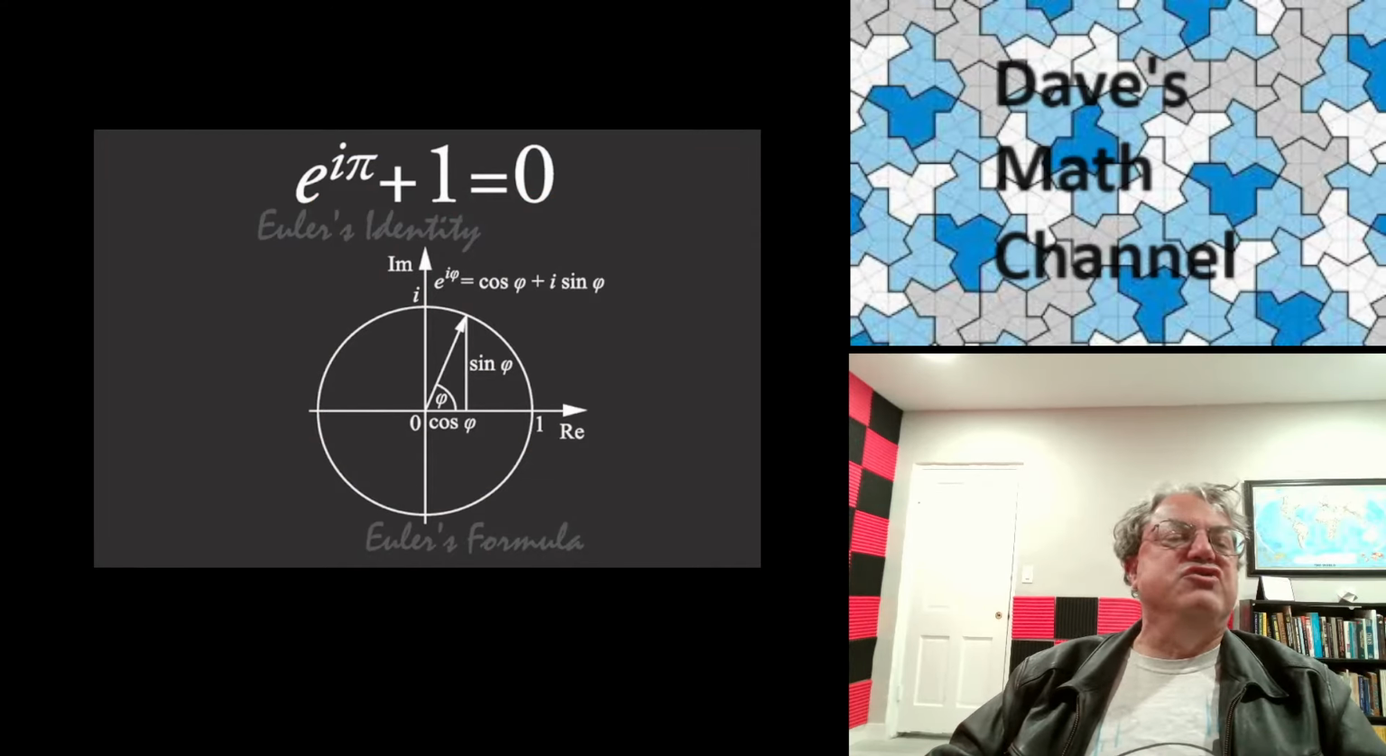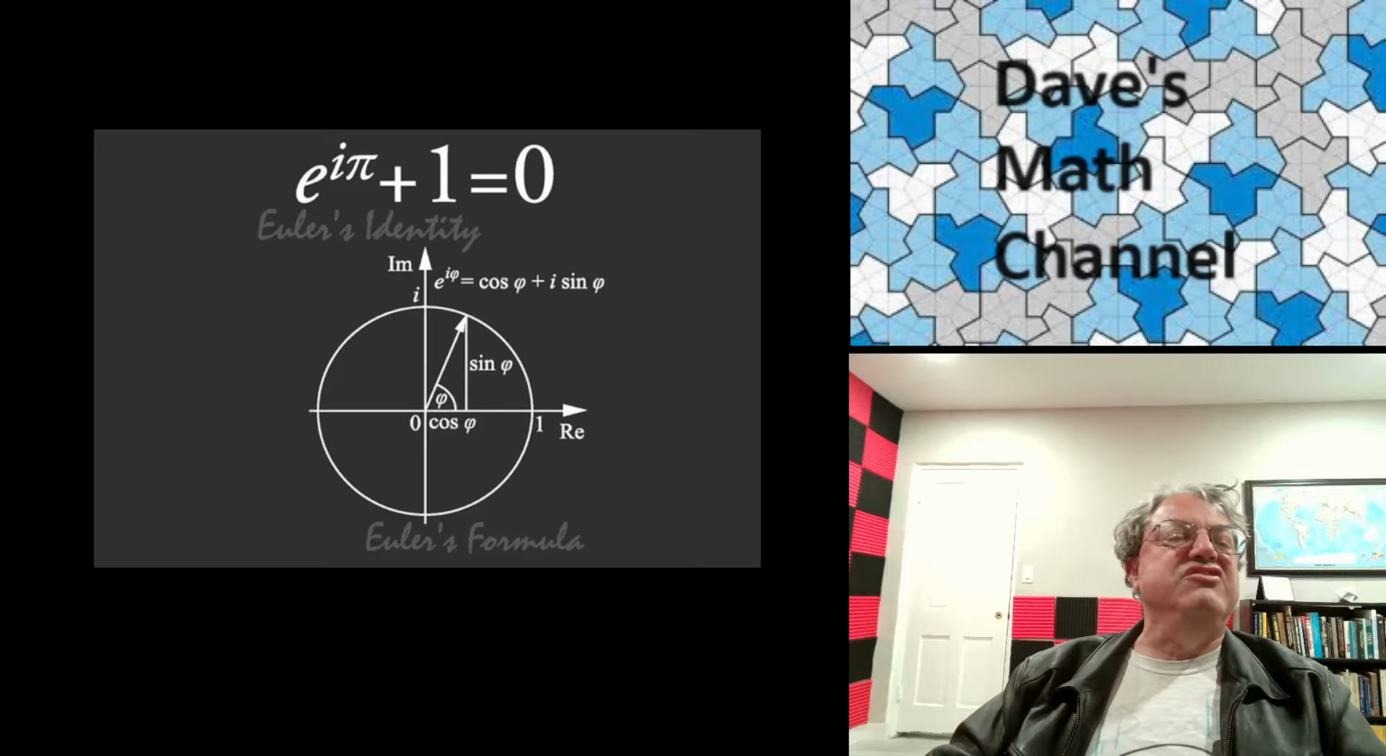A lot of people think this formula, e to the i pi plus 1 equals 0, known as Euler's identity, is the most amazing formula or equation or identity, whatever you want to call it. It's the most amazing mathematical equation. A lot of mathematicians think this. It really is amazing. I mean, look at this.